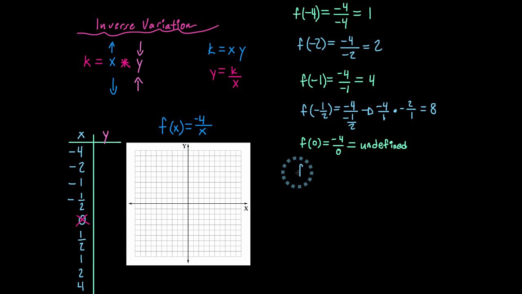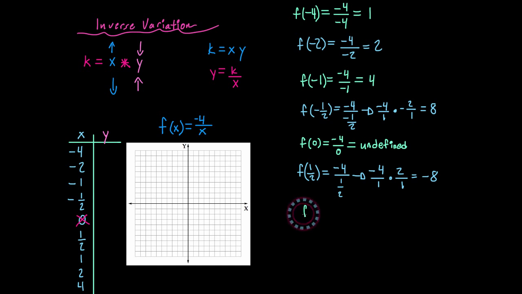All right, so now we have f of 1/2, and I'm going to wrap that in parentheses there, is equal to negative 4 over positive 1/2. And when I flip the reciprocal of 1/2, I'll end up with negative 4 over 1 times 2 over 1, which will give me a value of negative 8. And I think you're starting to see the pattern here now.